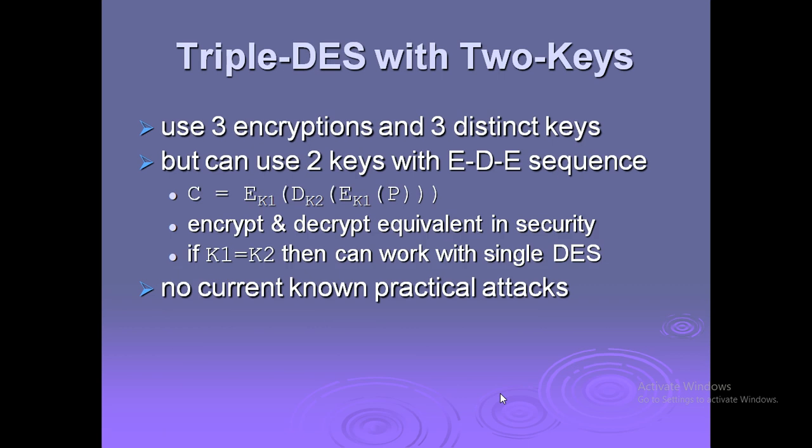Triple DES with two keys. Use three encryptions and three distinct keys, but can use two keys with the EDE sequence. This is the formula. First, we encrypt the plain text P by using key K1, and then we decrypt the result of this by using key K2, and then we again encrypt the result by using key K1, and we get a ciphertext. The decryption process is the reverse of this, and encrypt and decrypt are equivalent in security. If K1 equals K2, then it can work with a single DES. No current known practical attacks.